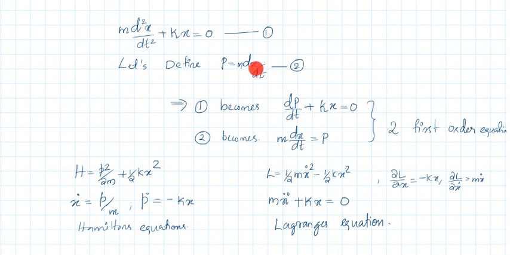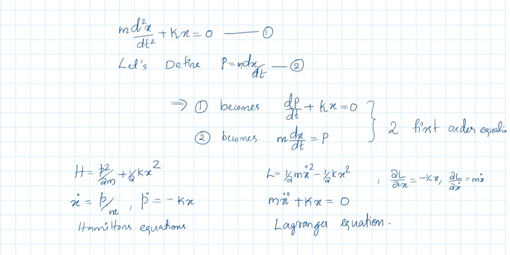Then substituting this in equation 1, equation 1 becomes dp/dt plus kx equal to 0, because p is m into dx/dt. If you substitute that here, you will get this equation. So using the substitution p equal to m dx/dt, the first equation becomes a first order ordinary differential equation, that is dp/dt plus kx equal to 0.